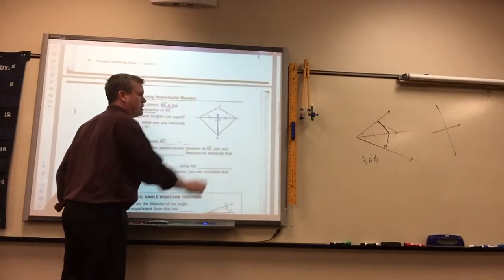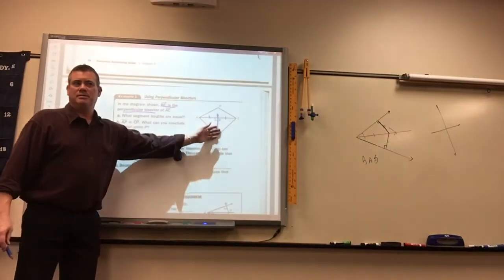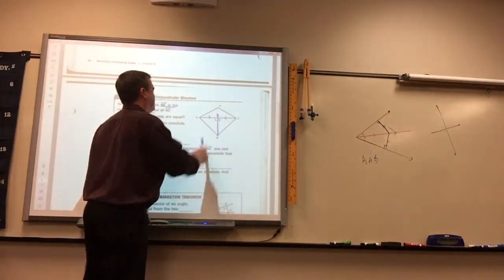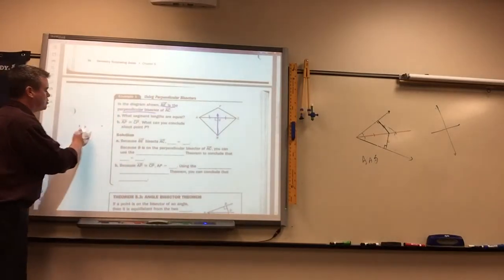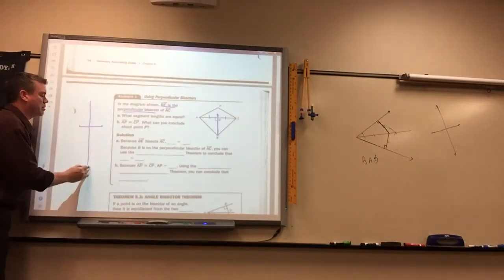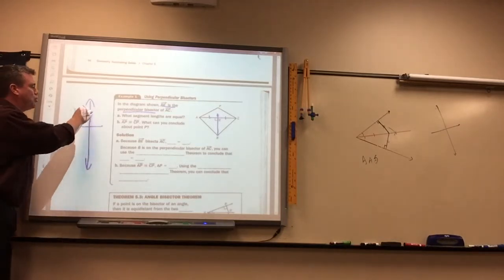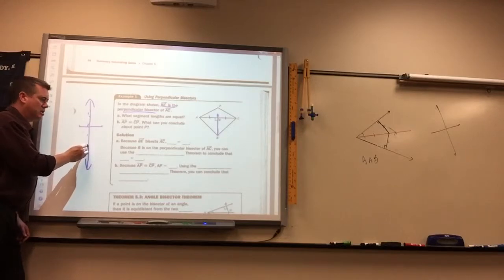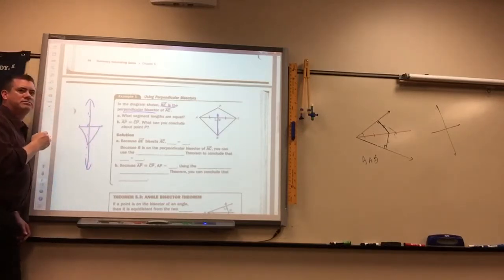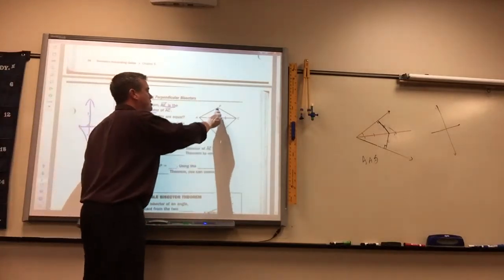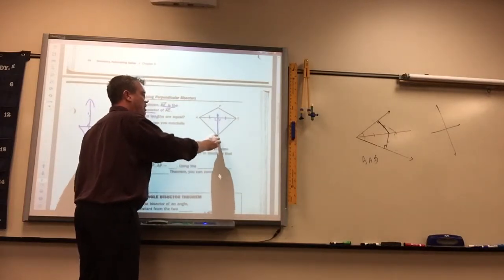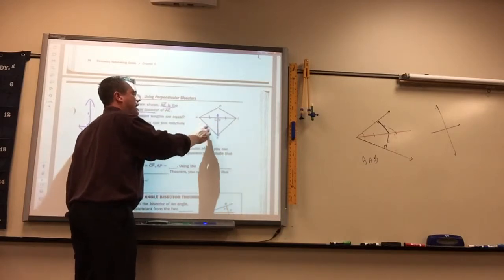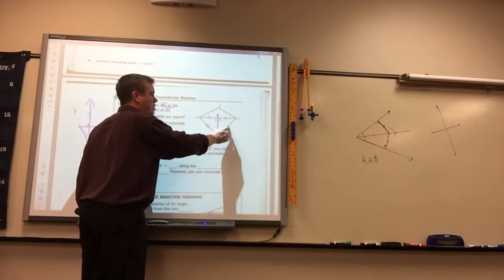Any point on the perpendicular bisector, what I just went over: if you've got a segment and you draw the perpendicular bisector, what do you know about any point that lies on that line? It's equidistant from the two endpoints. So, since this is a perpendicular bisector, what do you know about point B? Equidistant from C and A. So that means that AB equals CB.